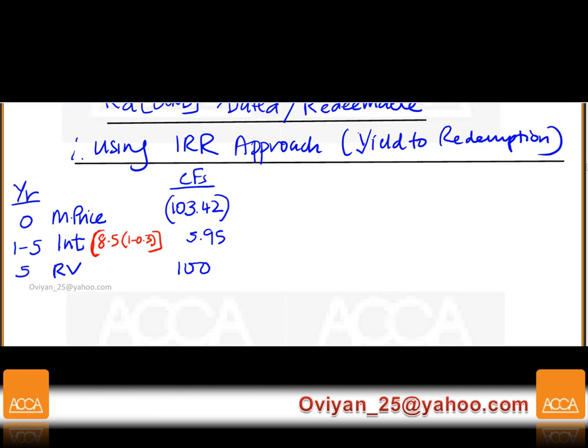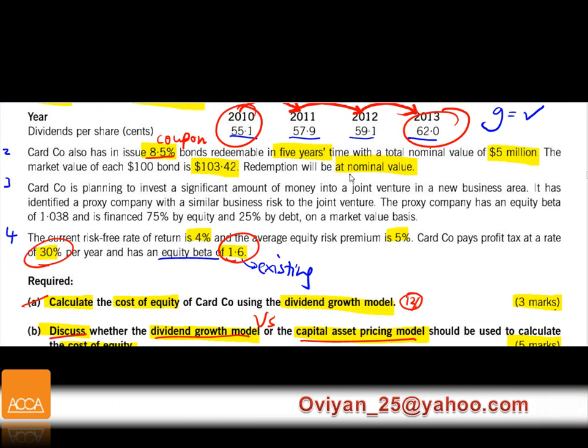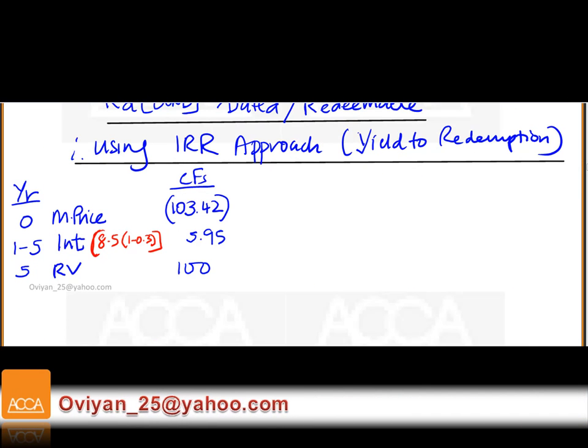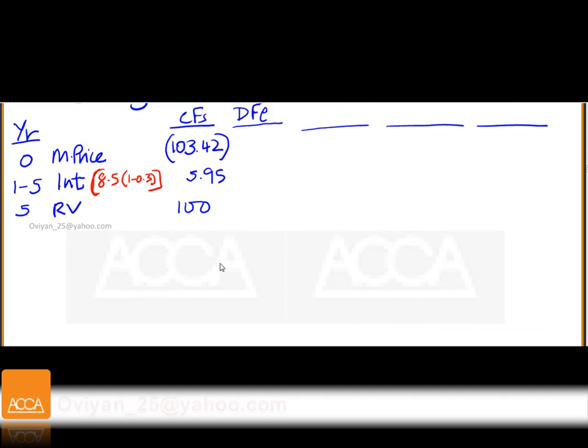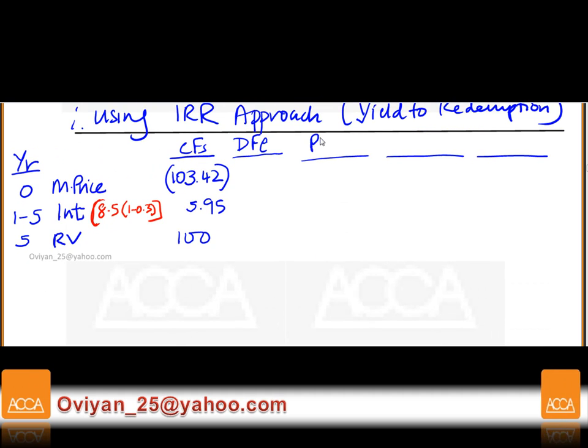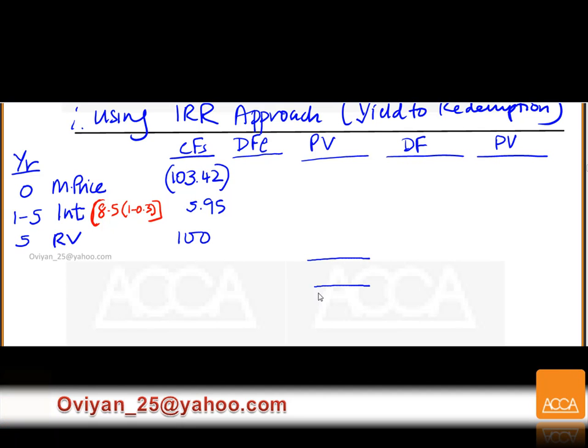And the redemption value, the question says clearly it's at nominal value, so this is going to be 100. And the discounting factor is going to be the first discount factor. Now you need 2 discount factors to do this calculation. This is going to be present value. This is going to be another discount factor. This is going to be present value.